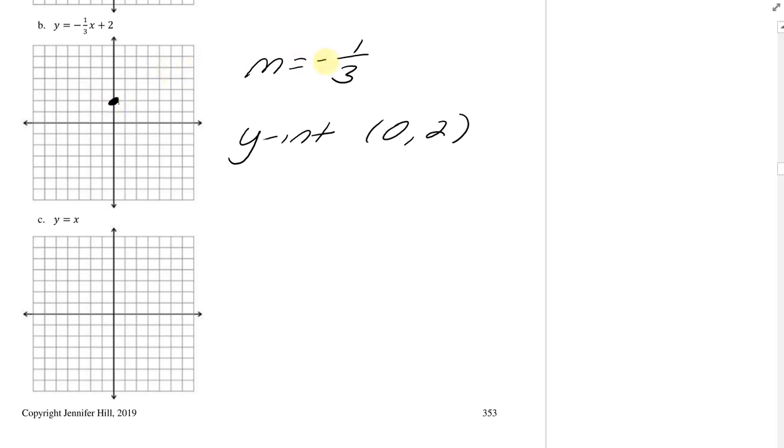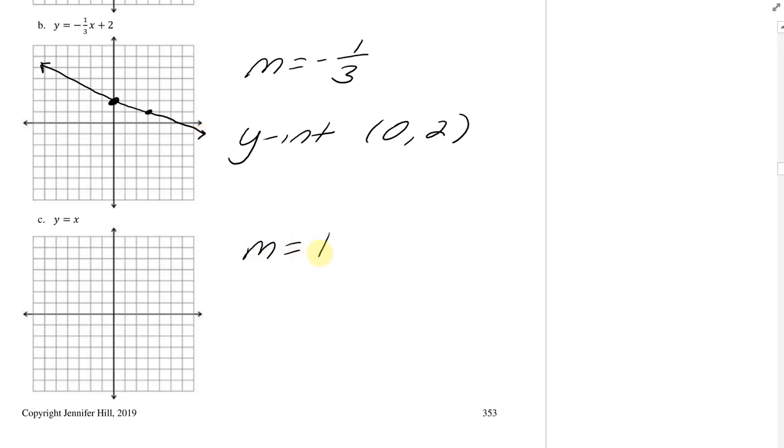And then I have to count out the slope. Now this is negative, so that means starting from here, I'm going to go down first, and then to the right, because it's always, always right. So I go down 1, and then to the right, 1, 2, 3. And so now I'm good to go. Okay, so maybe you want to pause the video here and give c a try. Hit play when you're ready.